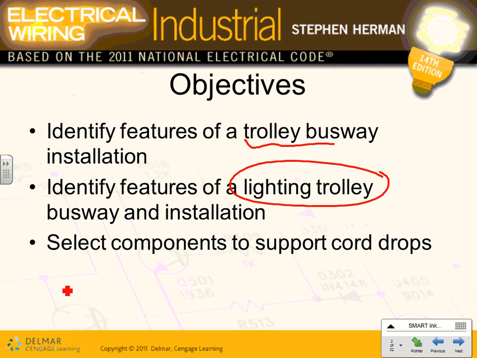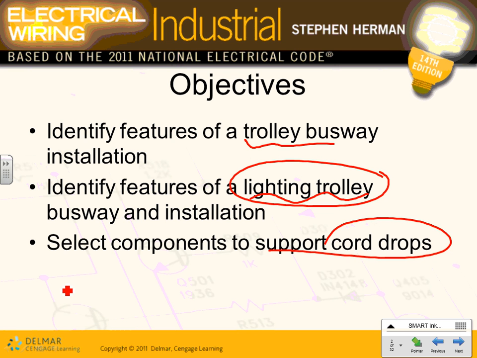Yeah, you can pull them as spotlights for the machines, but these are general lights actually. These are general lights fed from a trolley busway. So you can pull these lights to concentrate in certain areas if needed. You don't have to, but if needed. That's probably a unique application of a trolley busway, where you can plug the lights into that trolley busway and move it. Components to support the cord drops.